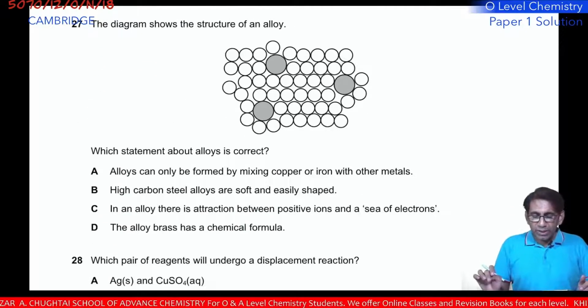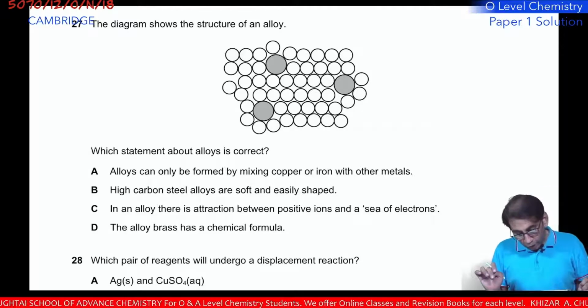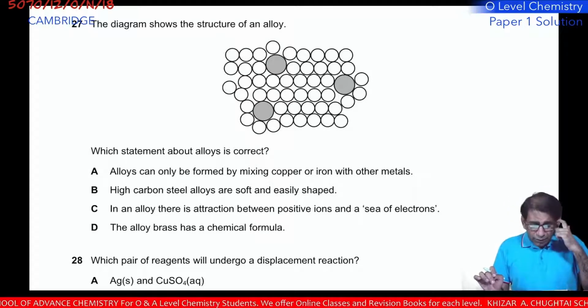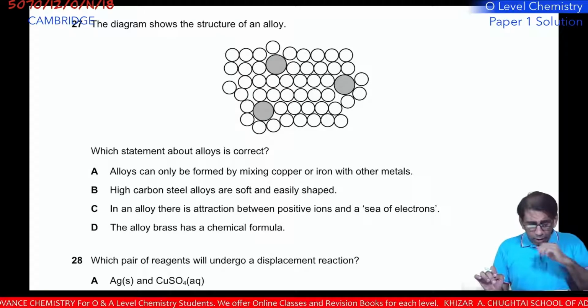The diagram shows the structure of an alloy. Which statement about the alloy is correct?